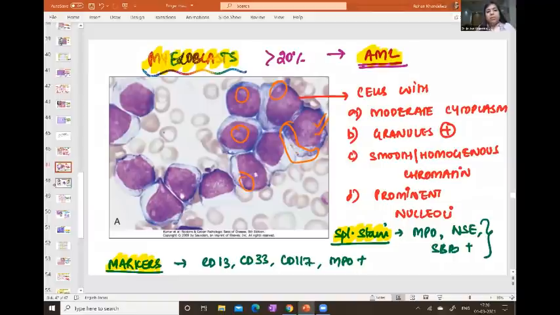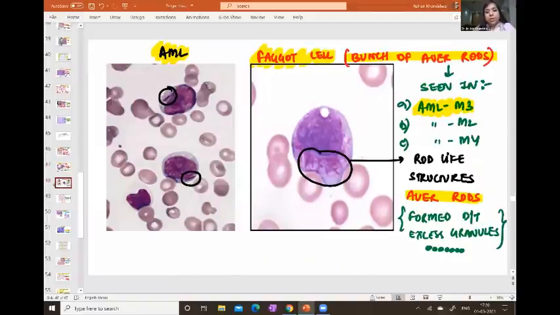Then in this image, we see another thing which is very important, that is Auer rods. Very popular question. Also in FMG, it has been asked a lot of times, Auer rods. What are these Auer rods? When a lot of granules in the myeloblast cytoplasm combine with each other, it leads to the formation of these rod-like structures, and they are called Auer rods, right?